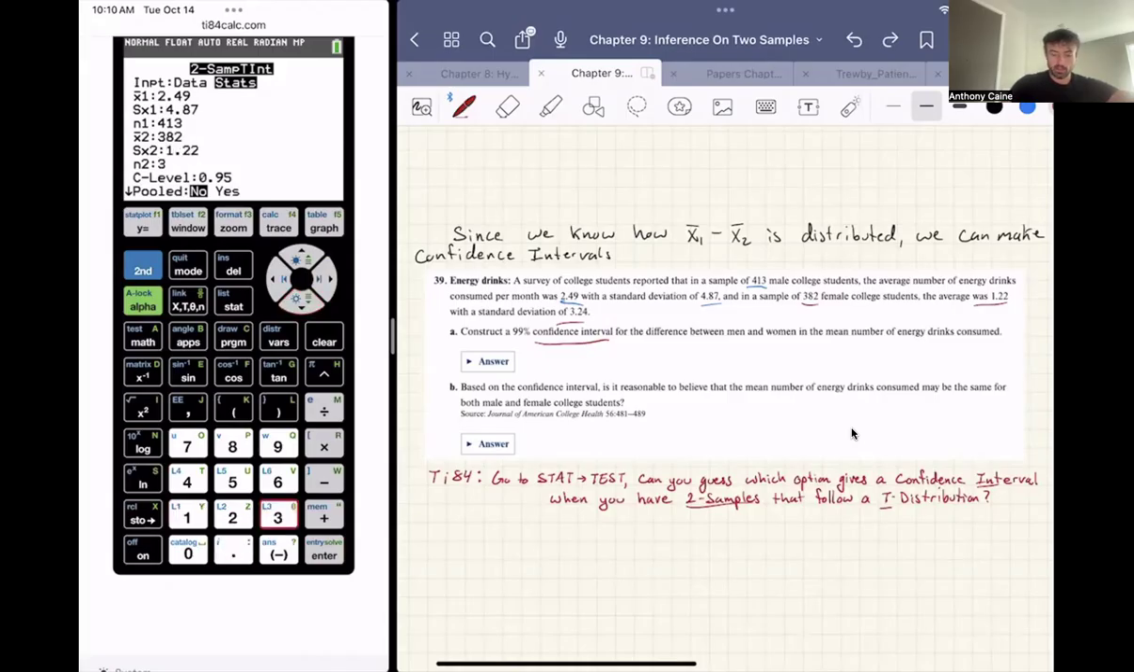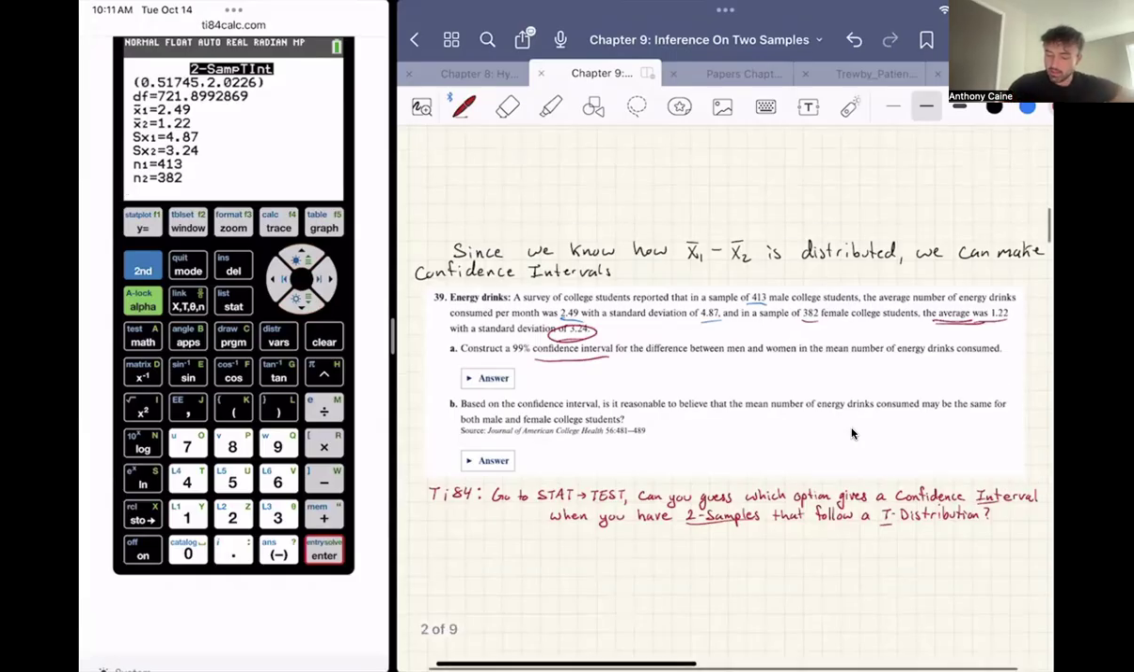Oops, I did mess that up. Sample size is 382. I did something that when students do it on a test, I'm always like, why did you do that? And yeah, if we're just mindlessly putting in values, right? The average was 1.22, so I come over here, 1.22, that's my average. The standard deviation was 3.24, and then the sample size, right? Okay, what level of confidence? We want 0.99. Pooled, no, don't worry about it. We don't touch that. And here we go.